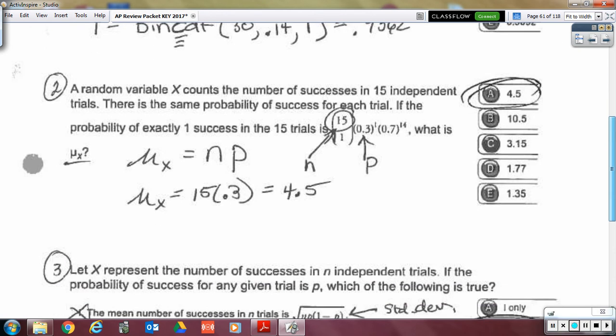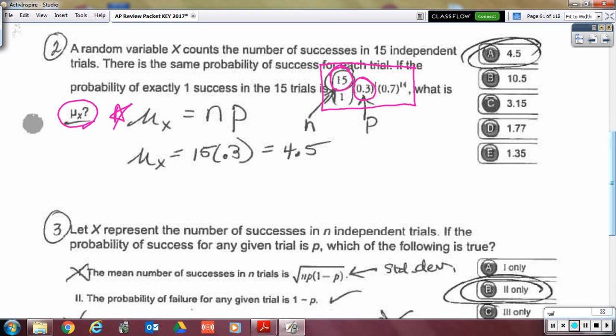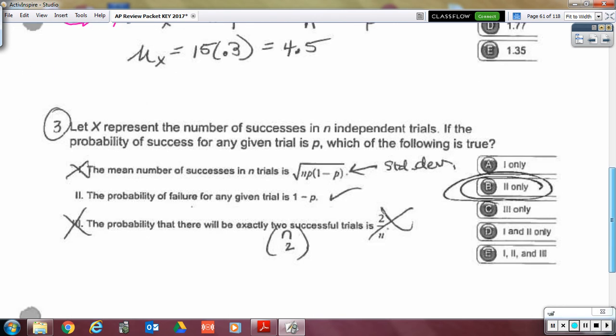All right, number 2. Number 2 just asks for the mean of x, and of course that is this formula, n times p. This information in the problem was given to you so that you could extract from that what the n is and what the probability of success is. And that's how you get 4.5 for your expected value. Remember, expected value is the same thing as mean.